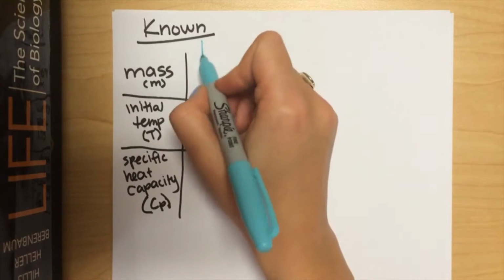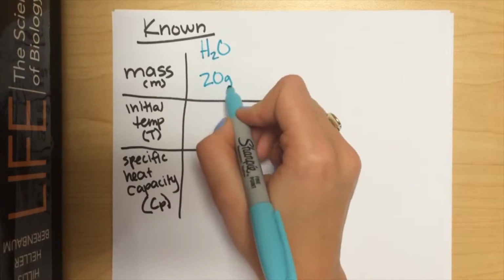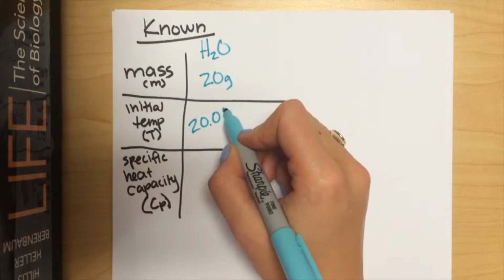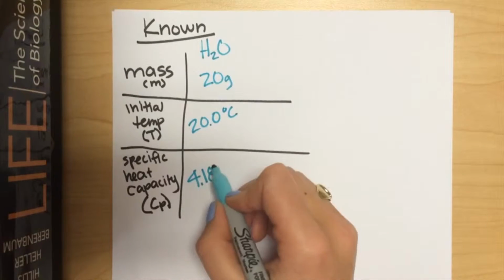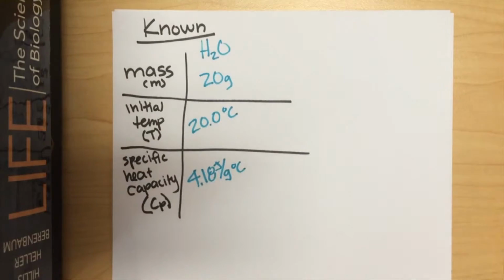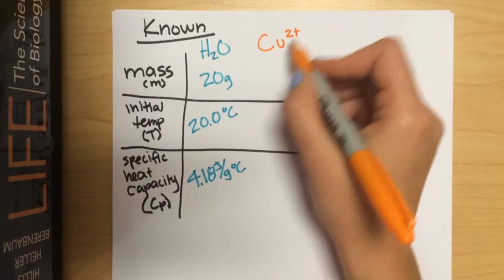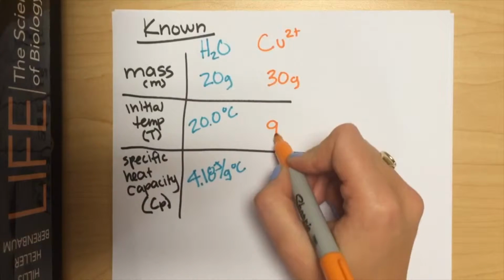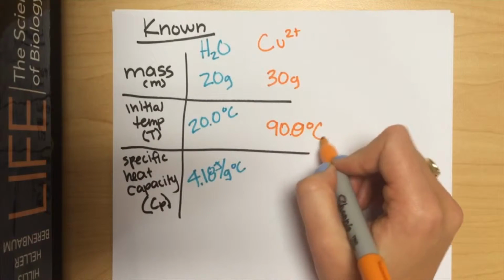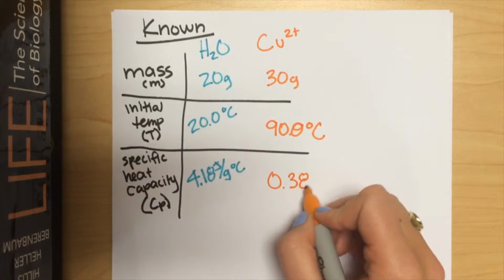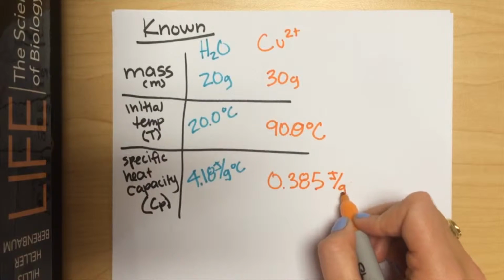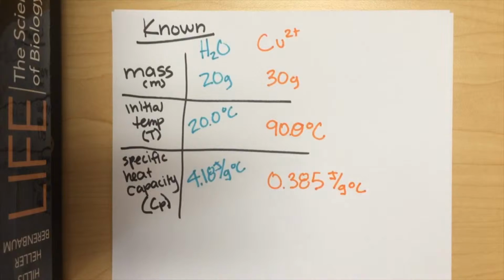We have 250 grams of liquid water at 20 degrees Celsius with a specific heat capacity of 4.18 joules per gram degree Celsius, which we found from the table. We also have 30 grams of copper metal at 90 degrees Celsius with a specific heat capacity of 0.385 joules per gram degree Celsius. Next, we will determine what we are trying to solve for.